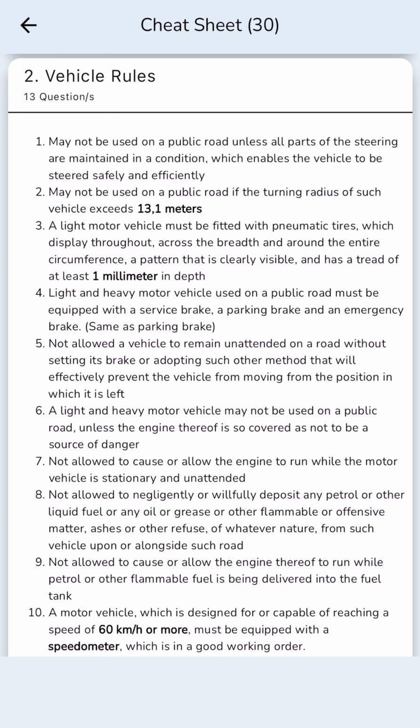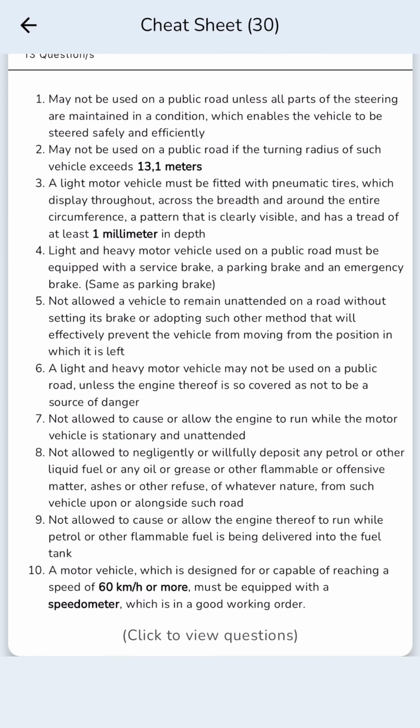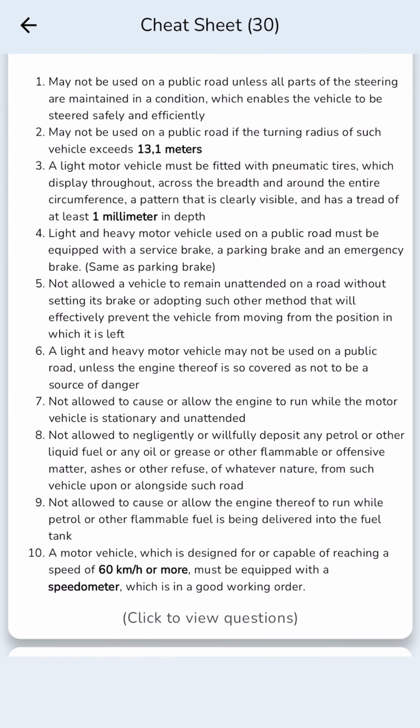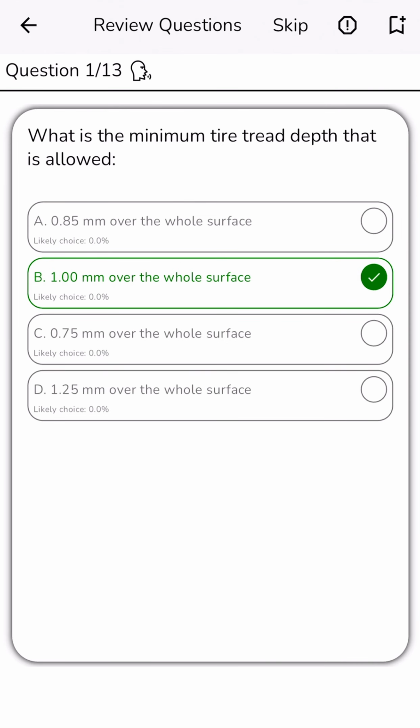I might not go through all of those rules. I will just end there and then we start moving into the questions. You might need to be aware that all of those rules are very important and that you go through them. We will also learn through the questions. So let's see. Question number 1 out of 13. What is the minimum tire tread depth that is allowed?